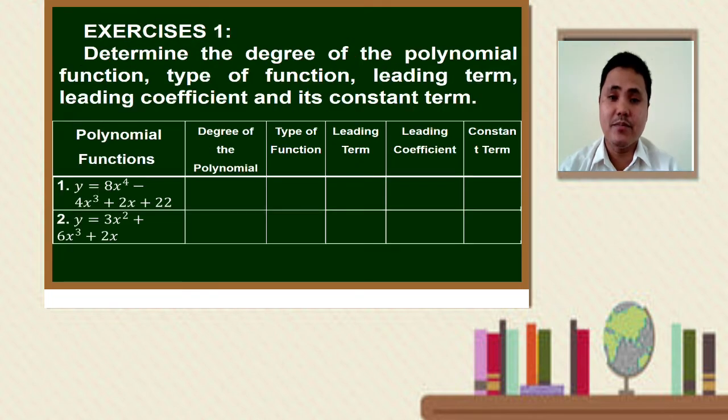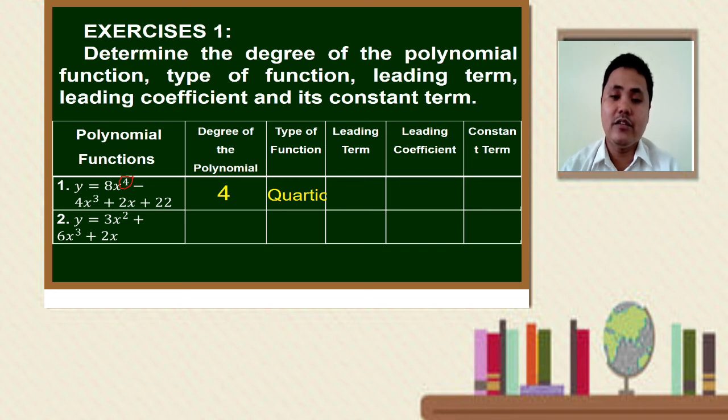So we have here exercises number 1. Determine the degree of the polynomial function, the type of function, the leading term, the leading coefficient, and its constant term. So here we have number 1, y equals 8x raised to the power of 4 minus 4x cubed plus 2x plus 22. So to find the degree of the polynomial, you have to look at the highest power of the variable in that particular polynomial function. So here, the highest power is, yes, that is 4. And the type of function, since that is degree 4, is quartic polynomial function.